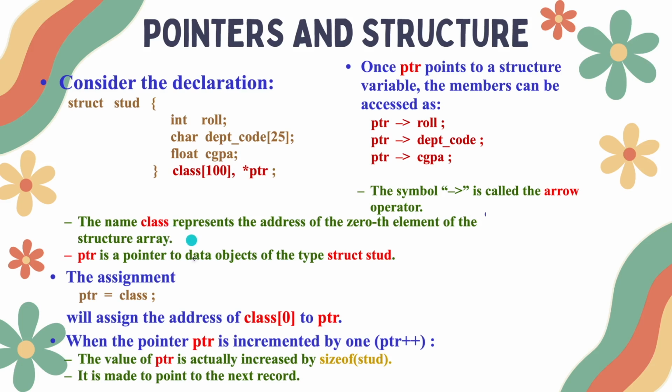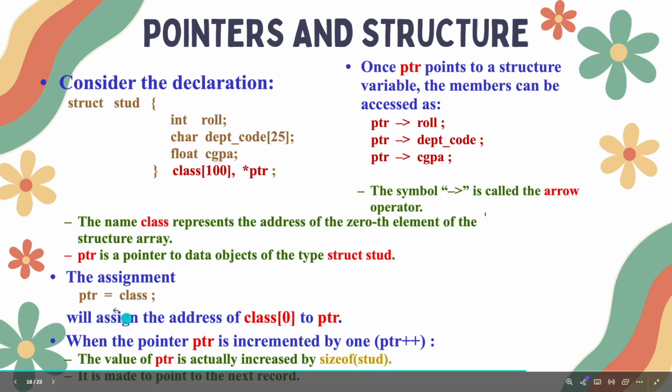which is class of 0. And here we have a pointer named ptr. It is also pointing to data objects of this structure named student. So, if suppose I make an assignment of this form pointer is equal to class, then it means that we have a pointer PTR which is pointing to the 0th member of this array of structures, which is class of 0. So, pointer will be holding the address of class of 0 when we make an assignment of this form.